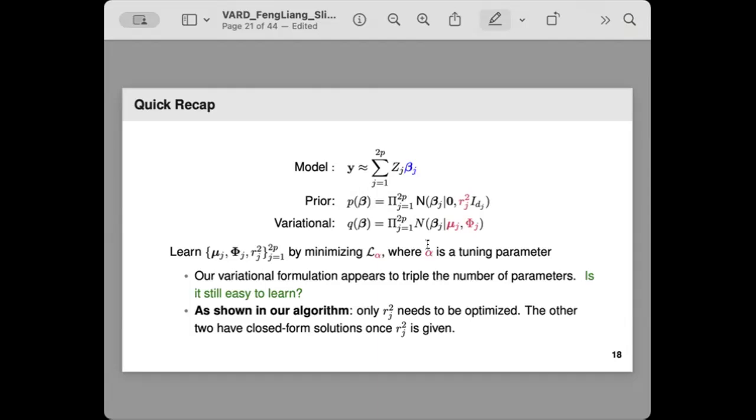At first glance, this seems like we are making things unnecessarily difficult, as our variational formulation appears to triple the number of parameters. Naturally, you want to ask, is it still easy to learn? The answer is yes. As we will see in the algorithm, it turns out we only need to optimize Rj squared. The other two have closed form solutions once Rj is given.